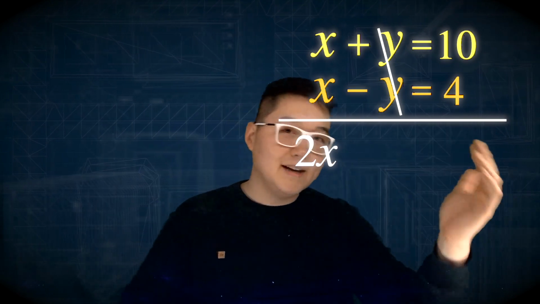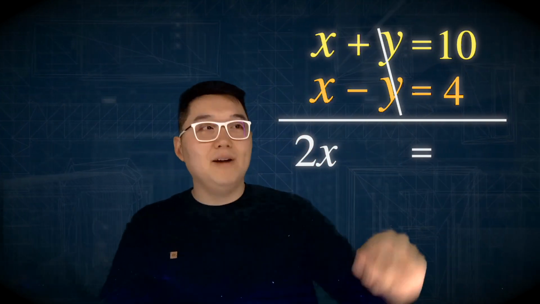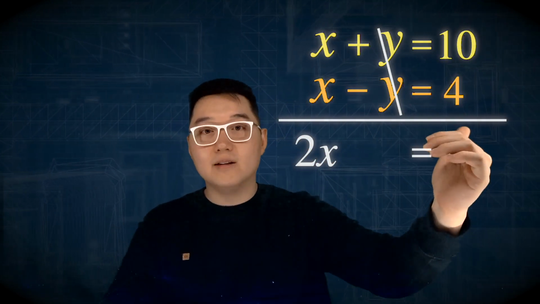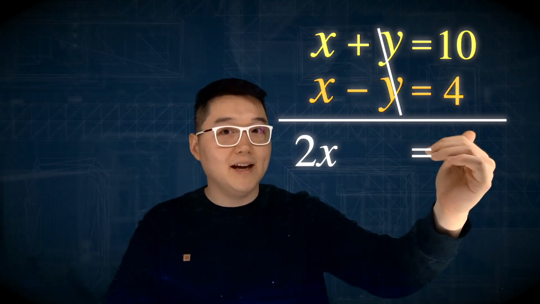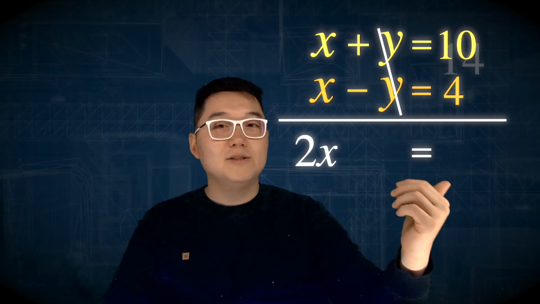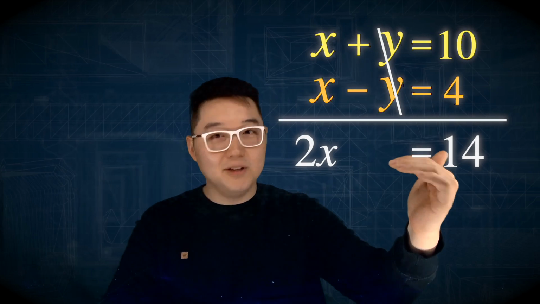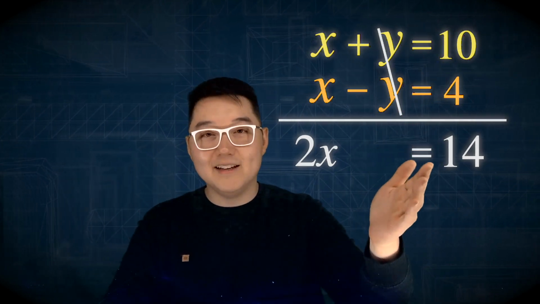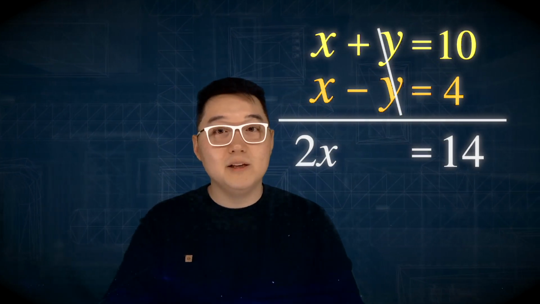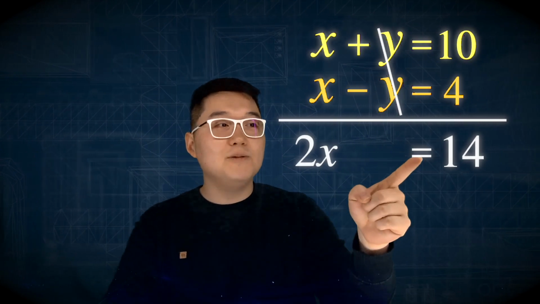But what about the right side of the equal sign? We have 10 and 4. So when you combine 10 and 4, we get 14. So when you combine these two equations, notice that the y's are eliminated. So we now have a simple equation, 2x equals 14.